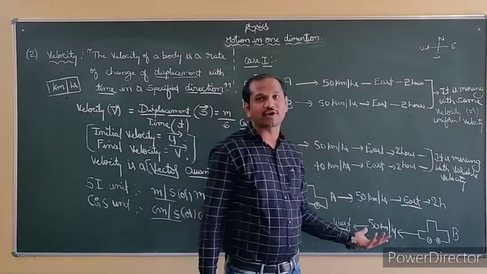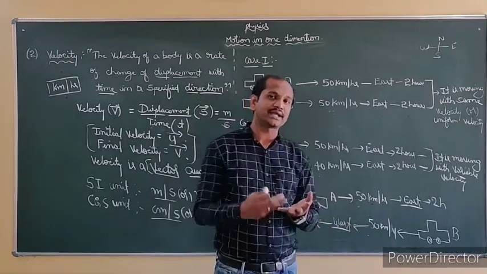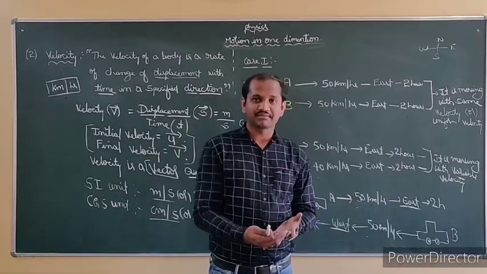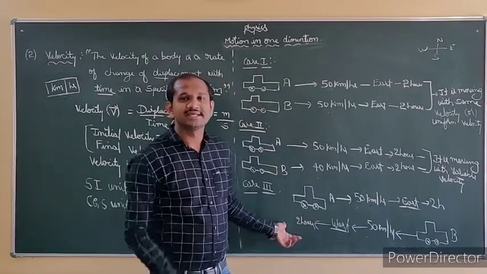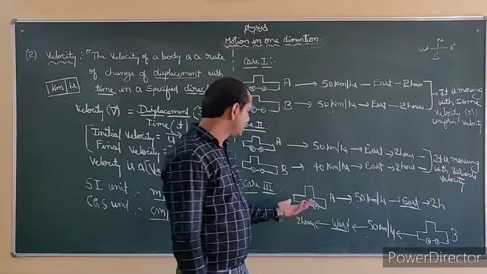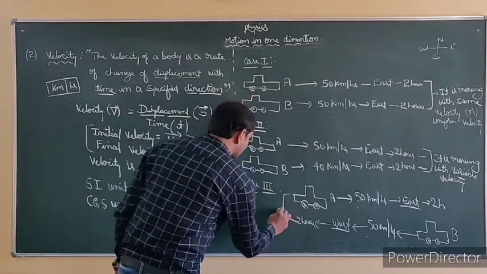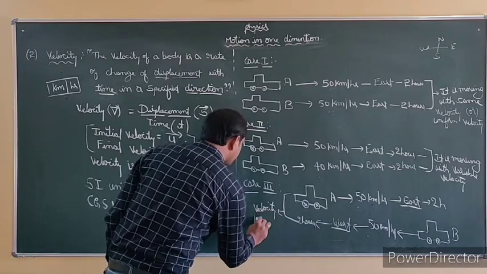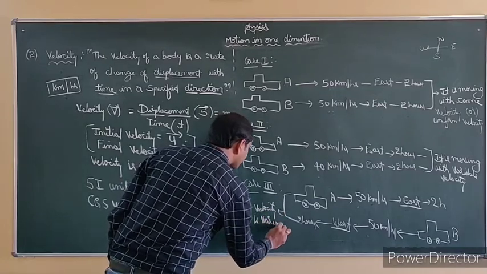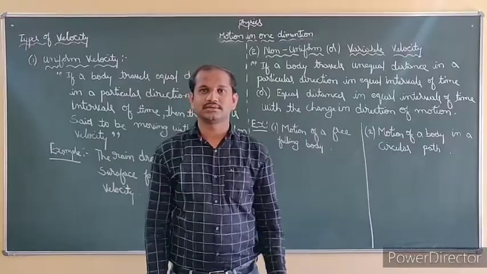If any one thing I have already told, in the parameters of magnitude, direction and time, if any one thing changes, the body is not moving with the same velocity. Understand? Hence in case 3 also we can know that velocity is variable or non-uniform. Velocity is variable.